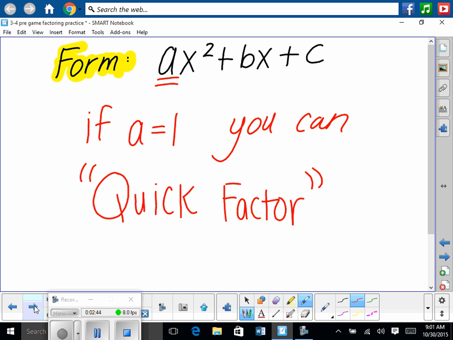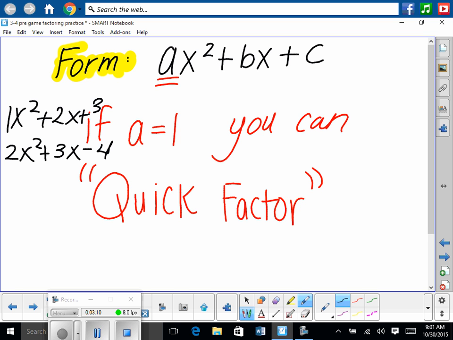So, quadratics have the form ax squared plus bx plus c, where a, b, and c are the coefficients, the number in front of the variable. All right, the only time we can quick factor is if our a value is 1. So, for example, if we have x squared plus 2x plus 3, can we quick factor? Yes, a is 1. What about 2x squared plus 3x minus 4? Can we quick factor? No, that a value is a 2. Does everybody understand the difference? So you have to have a 1.